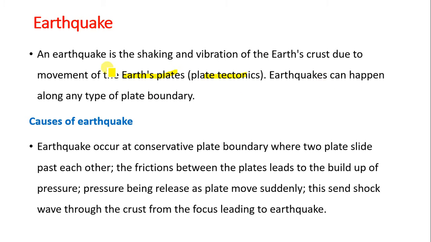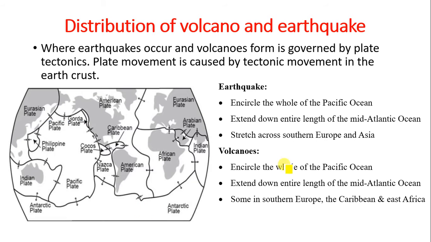Now, earthquake can happen along any type of plate boundary, but the major causes is at destructive and conservative plate boundary. Now, earthquake occur at conservative plate boundary where two plates slide past each other. So the friction between the plates leads to the buildup of pressure. Now, once the pressure is released as plates move suddenly, this sends shock wave through the crust from the focus, leading to an earthquake.